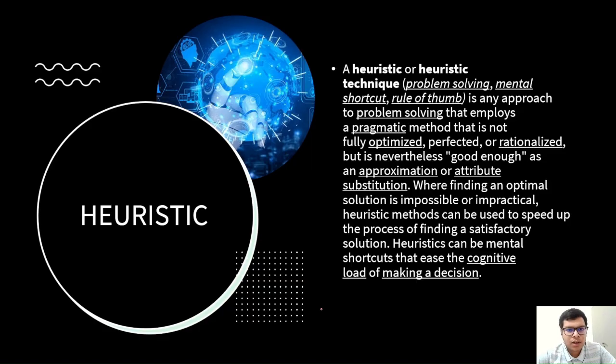So these were the uninformed strategies, and now we come to the informed ones. Before going ahead, we should know what a heuristic is, because I might be using this word and you might be confused. So a heuristic, as Wikipedia defines it, is any approach to problem solving that applies a pragmatic method that is not fully optimized, perfected, or rationalized, but is nevertheless good enough as an approximation or attribute substitution.